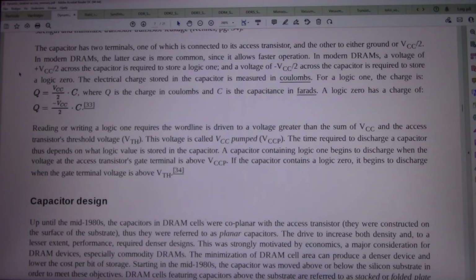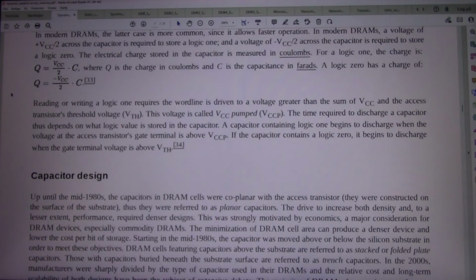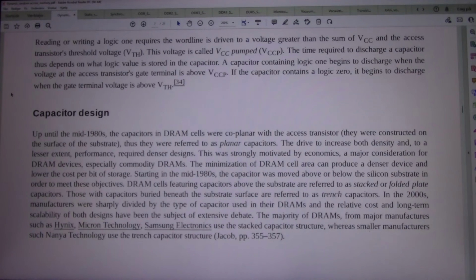For logic 1, the charge is Q = CV, where Q is the charge in coulombs and C is the capacitance in farads. A logic 0 has a charge of 0. Reading or writing a logic 1 requires the wordline is driven to a voltage greater than the sum of VCC and the access transistor's threshold voltage, VTH. This voltage is called VCC pumped, VCCP.